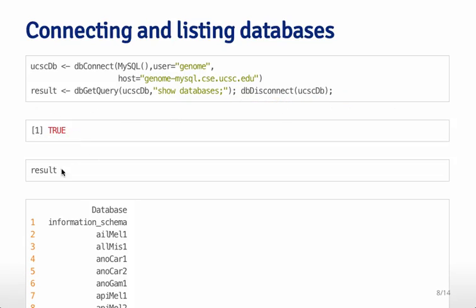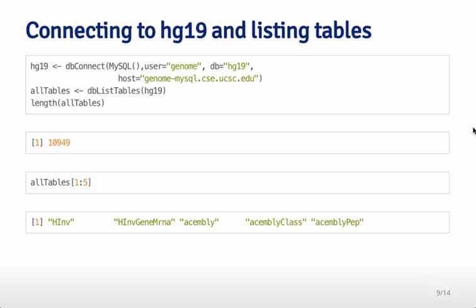Then if I go and look at result, what result will show is a list of all the databases that are available within the MySQL server that is located at this particular host address right here. So we're going to actually focus on one in particular, and that's hg19. hg19 is a particular build of the human genome, so it's the 19th build of the human genome.